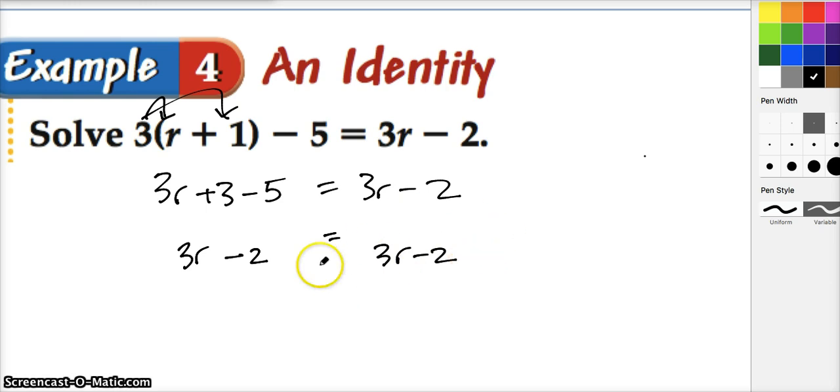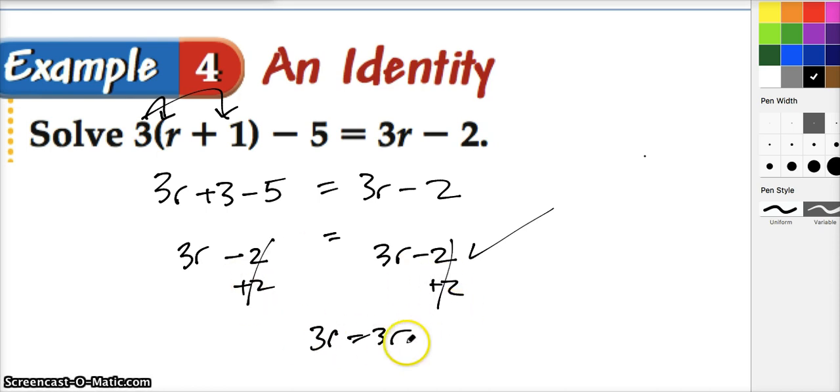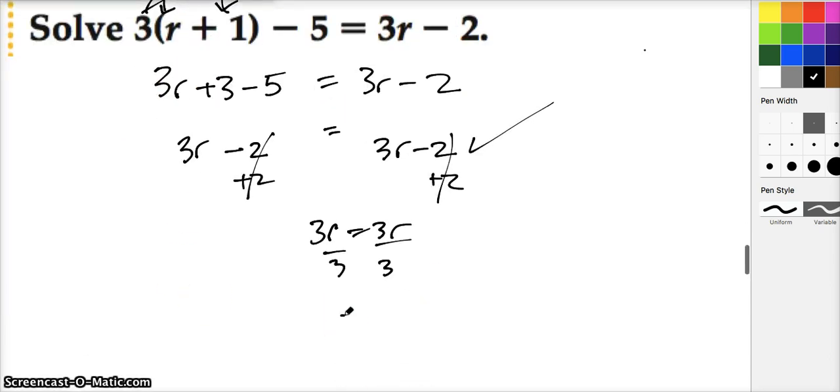I agree, Joe. But what did we talk about way back in the beginning when this video started? We talked about this being a situation where we have an identity. It's like looking in the mirror. Yes, indeed, 3r minus 2 is equal to 3r minus 2. And I can continue by moving the 2 over, and I get that 3r is equal to 3r. And let me divide both sides by 3. And I end up with r is equal to r.